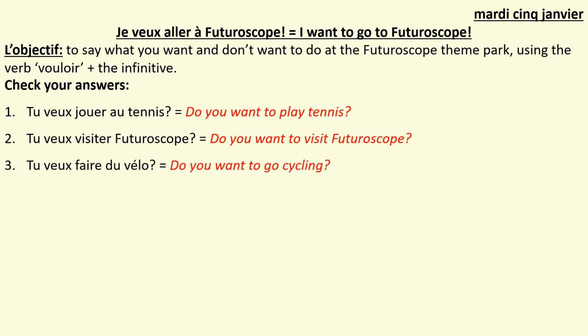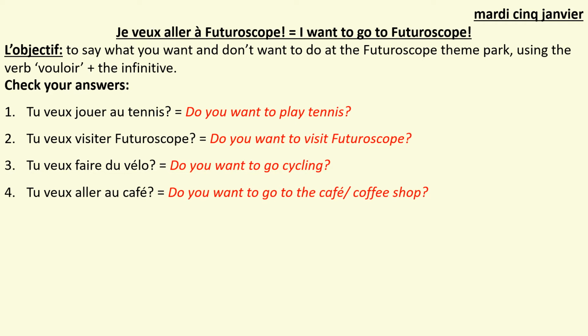3. Tu veux faire du vélo? Do you want to go cycling? And remember that they use the verb faire. To do cycling, we say to go cycling, to make that your translation, okay? Rather than to do cycling. To go cycling sounds better in English. 4. Tu veux aller au café? Do you want to go to the cafe, the coffee shop? And then 5. Tu veux voir un film? Do you want to see a film? Pause if you need to now to tick or correct those answers and press play to go on to activity number 1. Merci.